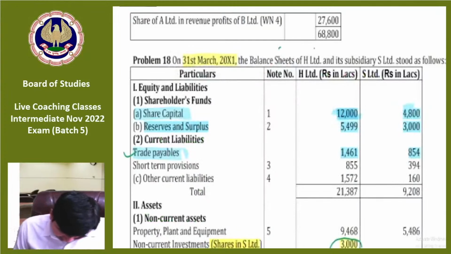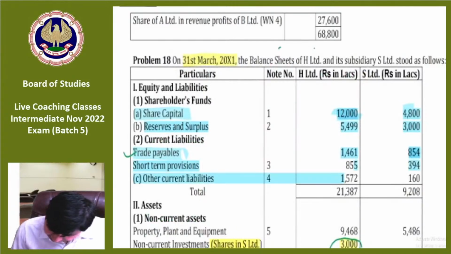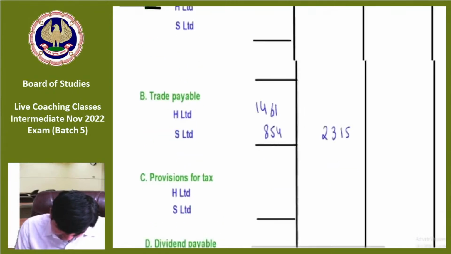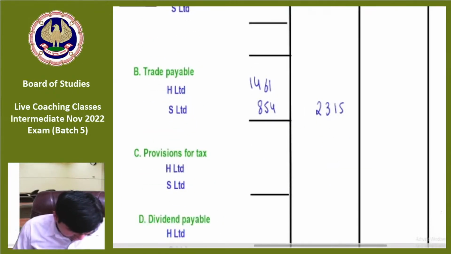Next one thing is there: short term provisions, 855 and 394. Short term provisions are there for provision for tax. Those are 855.